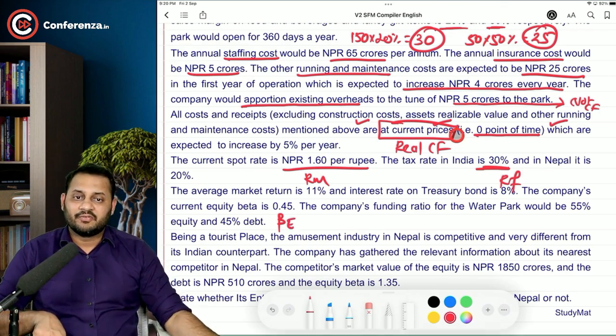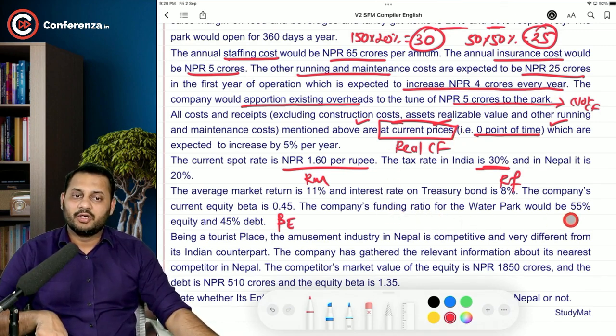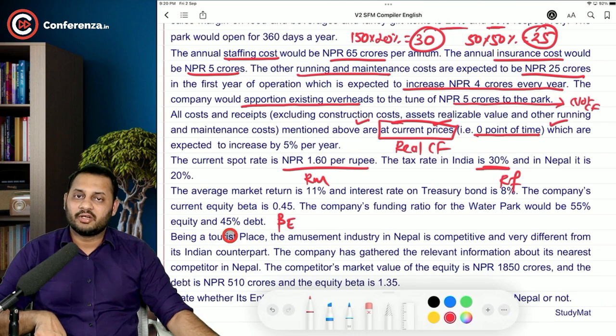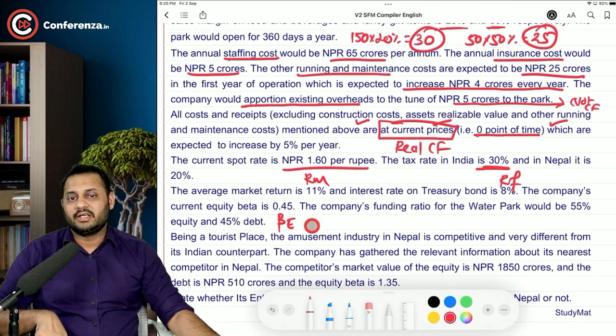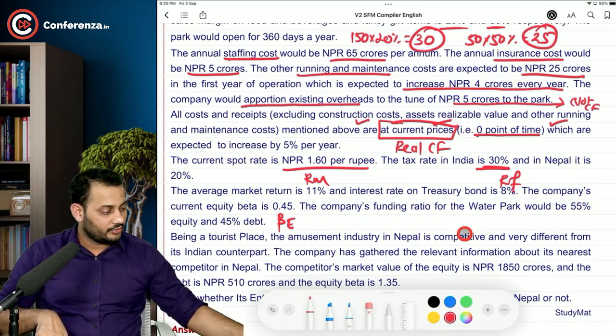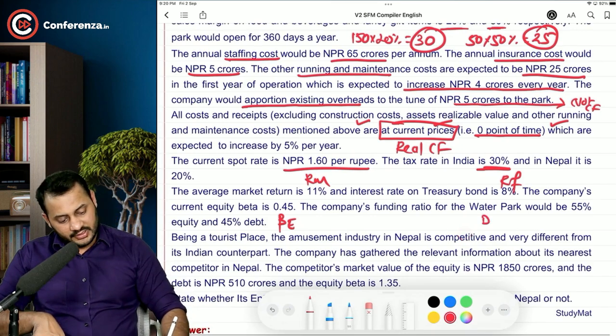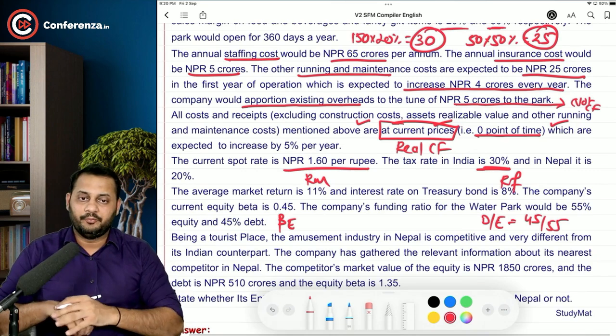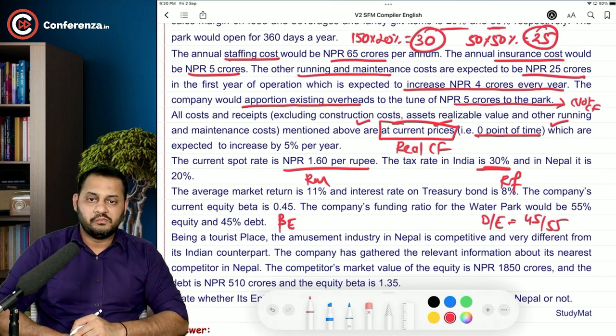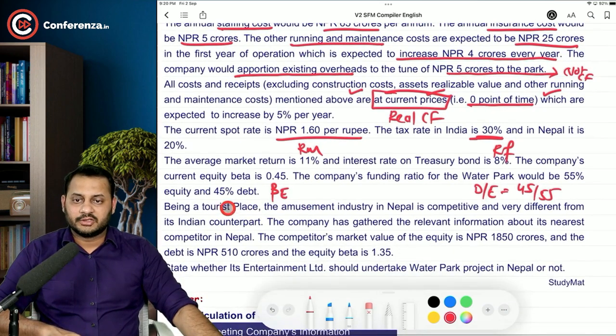This is the company's current beta. The company's funding ratio for the water park would be 55% and 45%: 55% equity, 45% debt. So the debt equity ratio here will be 45 by 55. Debt equity ratio of the water park is 45 by 55. Okay, I will just explain that.